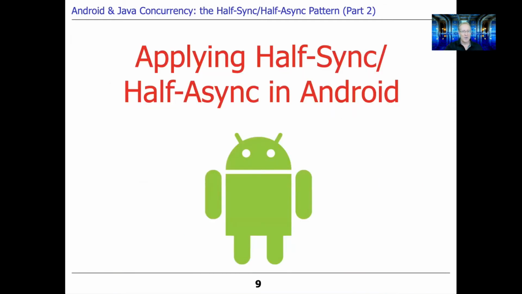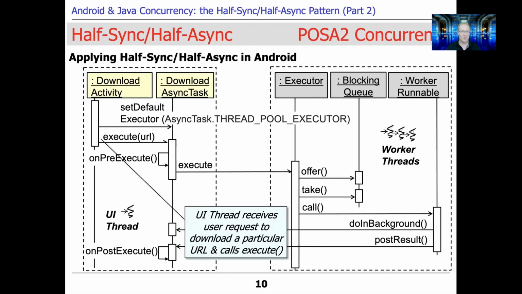So let's take a look at how we can apply this pattern in Android. It's actually really cool. I'm not going to walk through the source code in the interest of time. If you're interested, there are videos on my website from other courses where I actually have walked through all the source code for the AsyncTask framework in Android, and you're welcome to take a look. It's really cool. But I'll look at it more visually. So the way this works is that the user interface thread, upon receiving a URL from the user, will call the execute method on a subclass of AsyncTask, which in this case is going to be the DownloadAsyncTask.